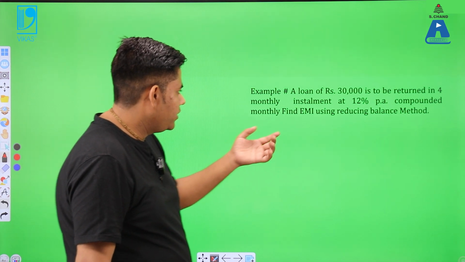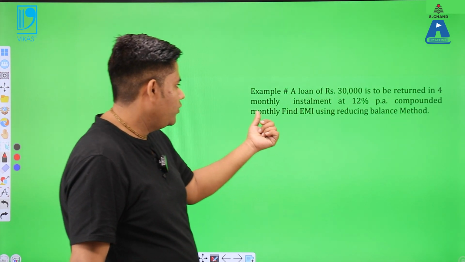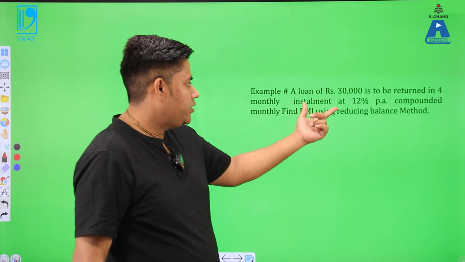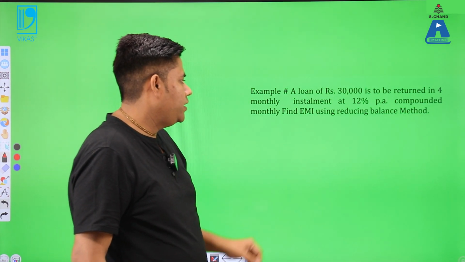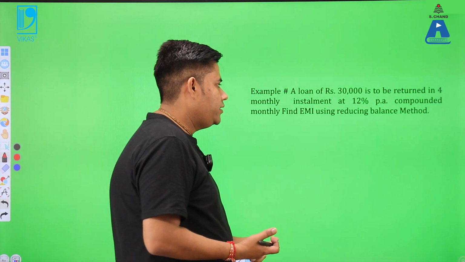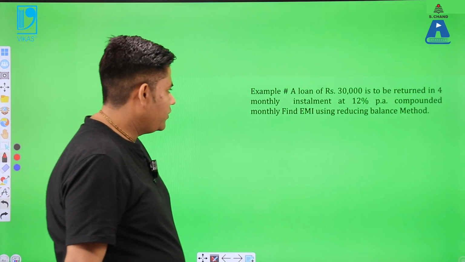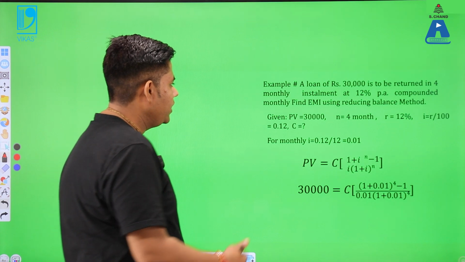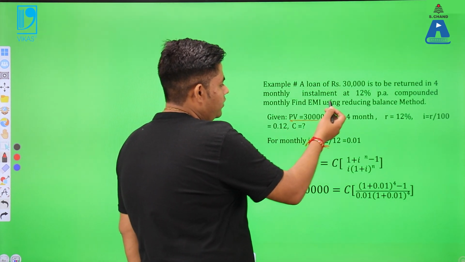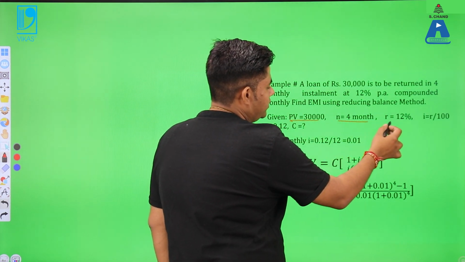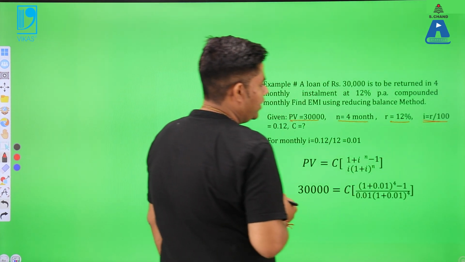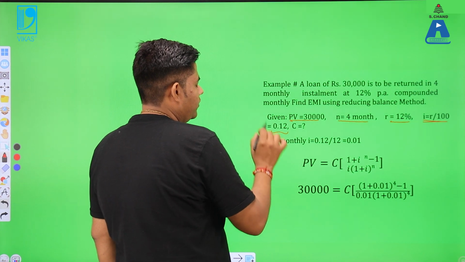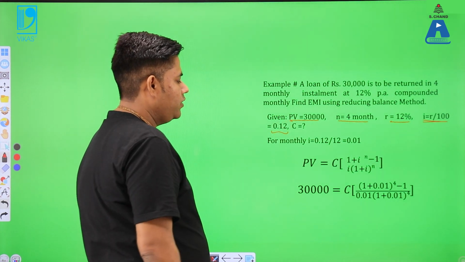Another similar question: the amount of 30,000 is to be returned in 4 monthly installments at the rate of 12%, compounded monthly. What would be the EMI? Use the reducing balance method. So I have this present value which is 30,000, n is 4 months, rate of interest is 12, and i is R by 100. That means i is 0.12. I need to find out the value of C.